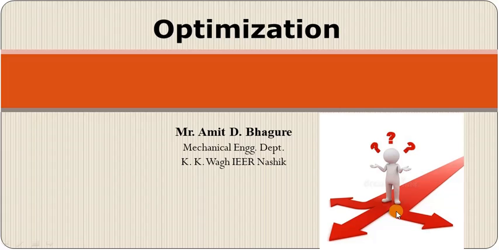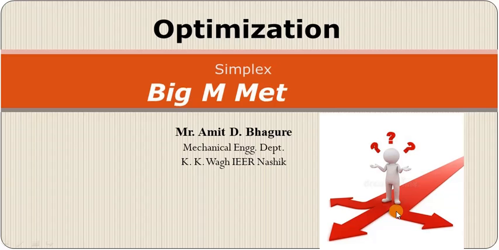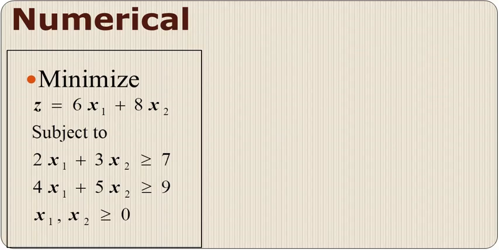In today's video, we are going to learn how to minimize the objective function by using the Simplex Big M method. We will take this example for minimizing the objective function. We have to solve this example by using the Big M method. First of all, we will learn how to solve this example by using the simplex algorithm.